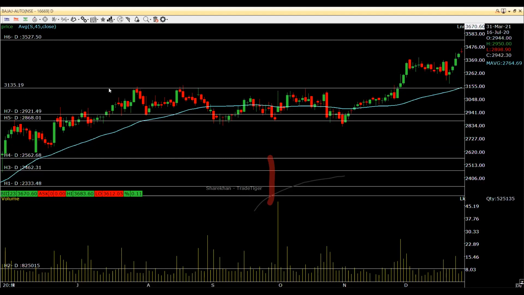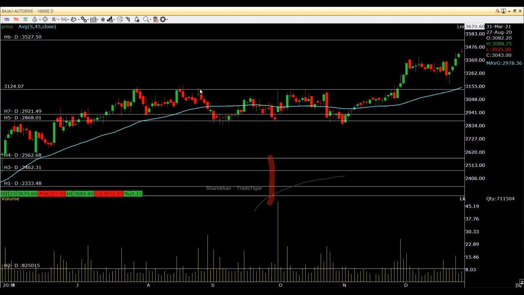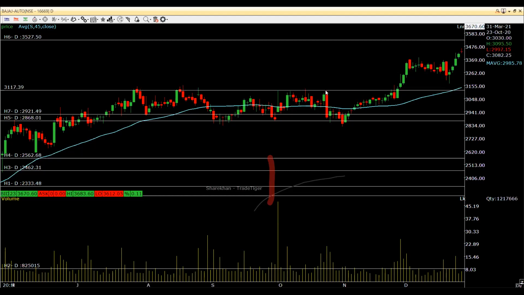See this, how many times this level has been tested. It's only when it was very, very comprehensively broken that the next sell zone has been created. Otherwise, you could have sold here first in August, then sold again in the middle of August, and then again in September. First you would have sold here, then here, then here, then again here and here and here and here.